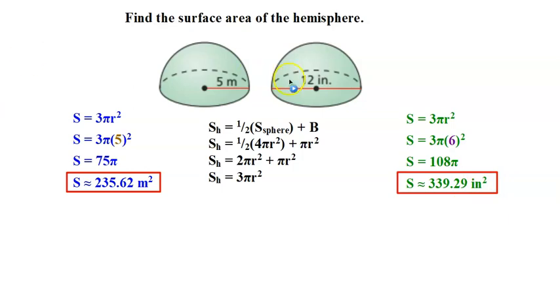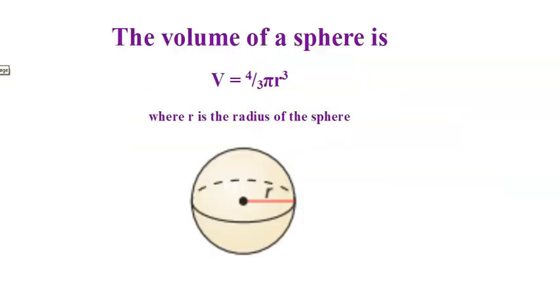Obviously, if I wanted the lateral area of the hemisphere, it would just be the 2 pi r squared, because I wouldn't want the base. All right. So let's take a look at volume. Volume is 4/3 pi r cubed. All right. 4/3 pi r cubed. So a little bit more complicated, but not much.